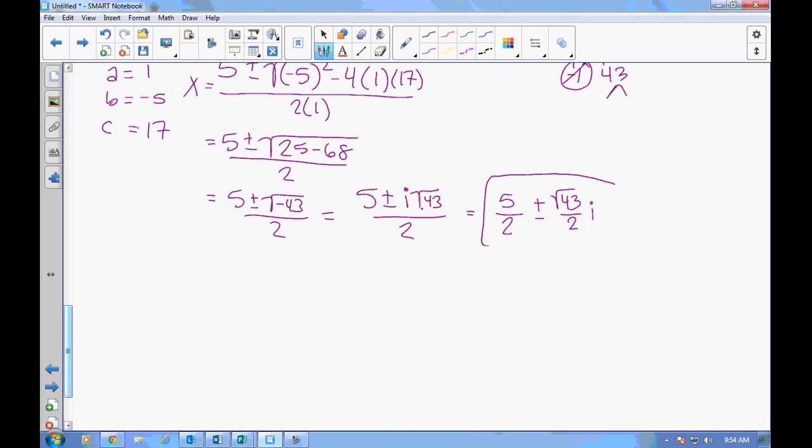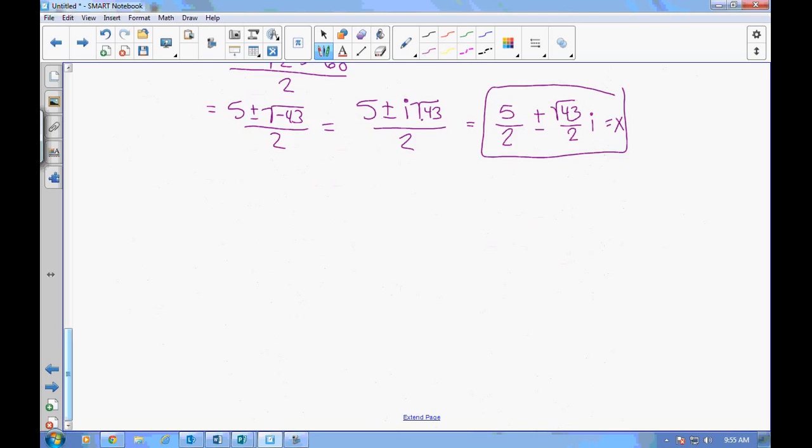Okay, is this showing 2 complex solutions? Is it showing 2? Yes, because of the plus and the minus. That's showing 2. So this equals x. Alrighty. I'm going to give you one more to solve. Once you're done, we'll take a quick little break.